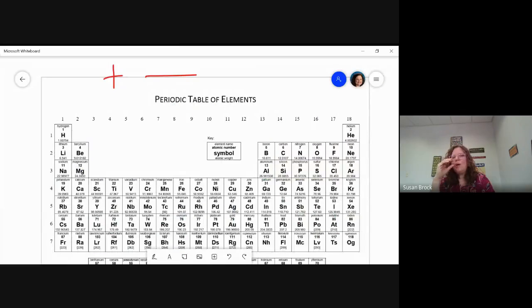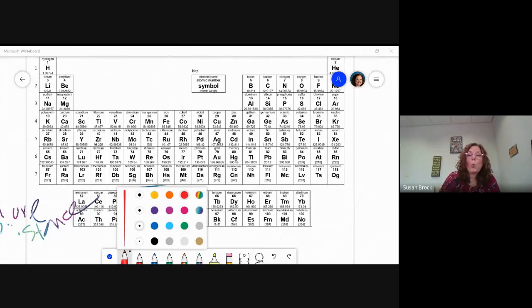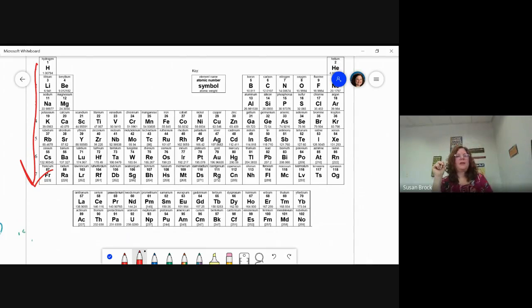So where we see more distance come into play is down a group, because down a group, the electrons are being filled in different energy levels, and different energy levels are moving farther and farther away from the nucleus.